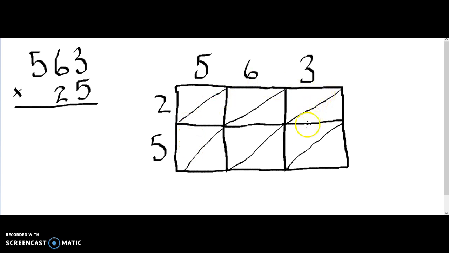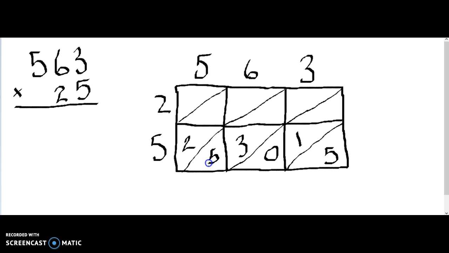So we will start on the bottom with 5 times 3, which is 15. We'll put the 1 in the tens place and the 5 in the ones place. Then we'll go to 5 times 6, which is 30. We'll put the 3 in the tens place and a 0 in the ones place to hold our spot. Then 5 times 5 is 25, so we'll put the 2 in the tens place and the 5 in the ones place.